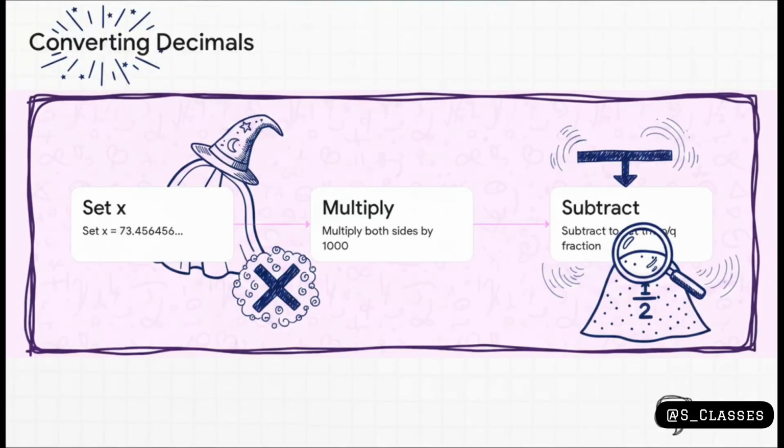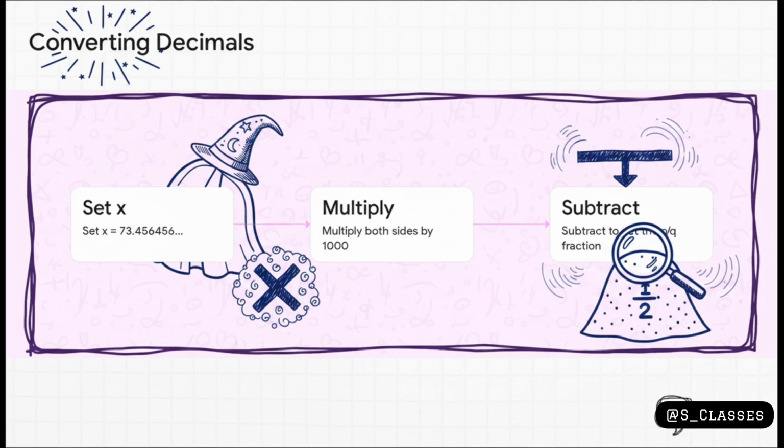Every so often, a simple rational number will try to disguise itself as a messy, never-ending decimal. So how do we crack that code? We use this brilliant algebraic magic trick. Let's say you've got a number like 73.456456 that just loops forever. It actually is a rational number, it's just not written in a nice, neat p over q fraction format yet.